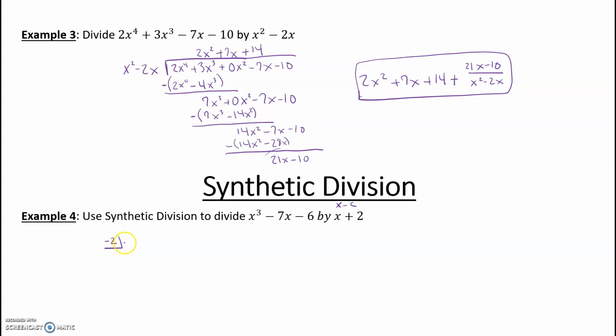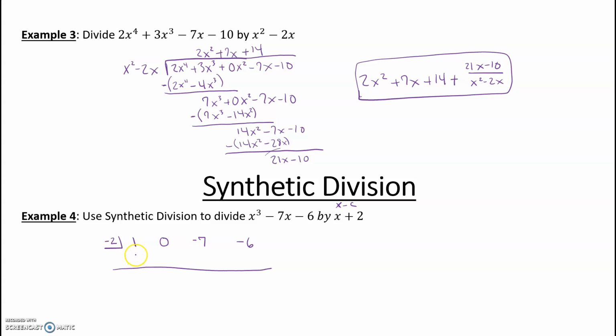And then synthetic division only takes the coefficients. So the coefficient of my x cubed term is a 1. The coefficient of my x squared term, we don't have one, so we're still going to have to use that placeholder of 0 x squareds. My x term is a negative 7, and my constant is a negative 6. So here's where it takes you a little bit less time.